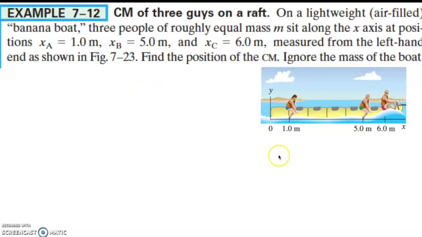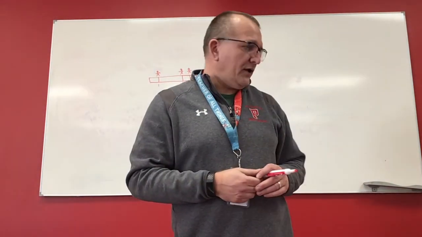And then we want to find the center of mass between 3 guys in a raft. So in a lightweight air-filled banana boat, 3 people of roughly mass m, so their mass is the same, sit along the x-axis at positions 1, 5, and 6 meters, measured from the left-hand end. Find the position of the center of mass. Ignore the mass of the boat. So we're just going to use the mass of the people. Do it now. Okay, center of mass.